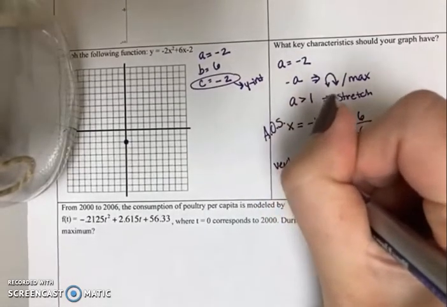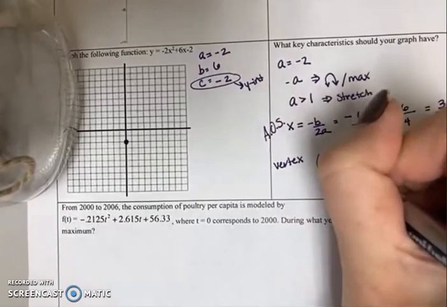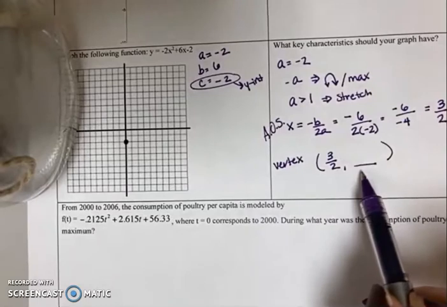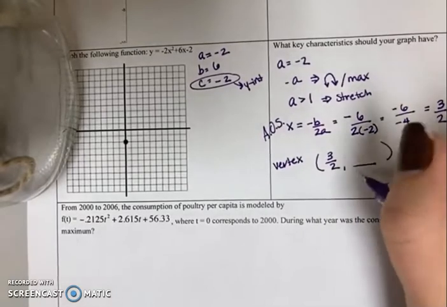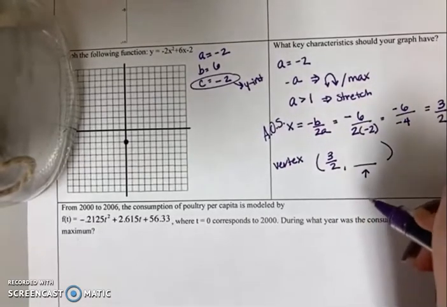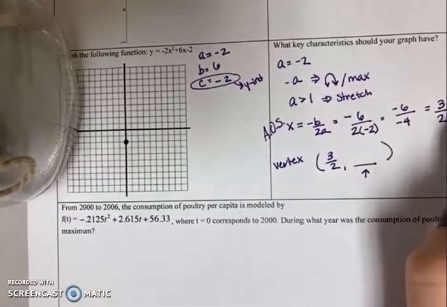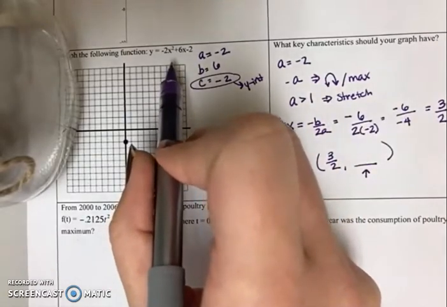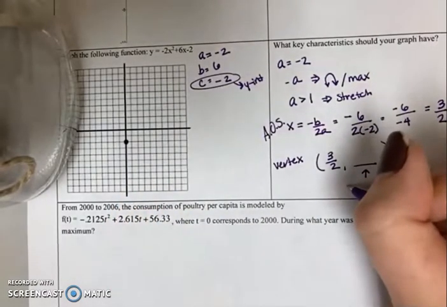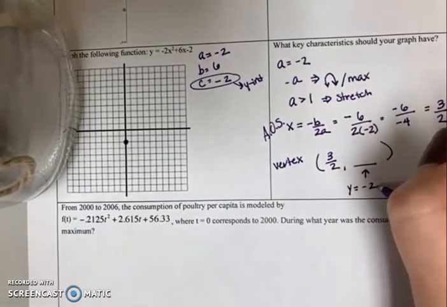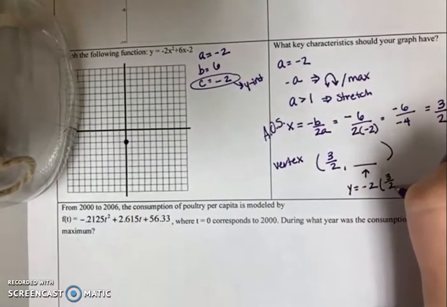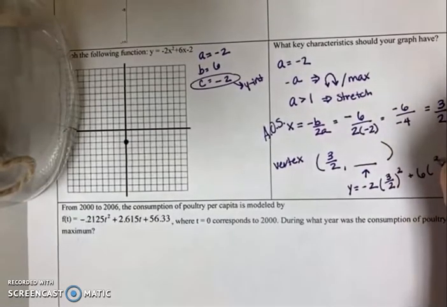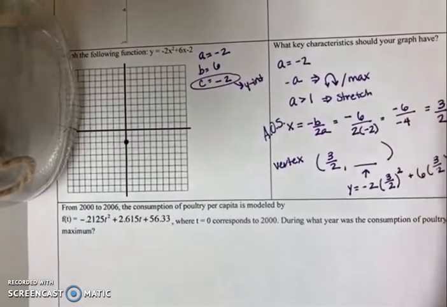Like I said, that gives us the x value of the vertex, but I also need to know the y value. To get the y value, I need to plug my x value that I found into the original equation. So I have y equals -2 times (3/2) squared plus 6 times 3/2 minus 2.